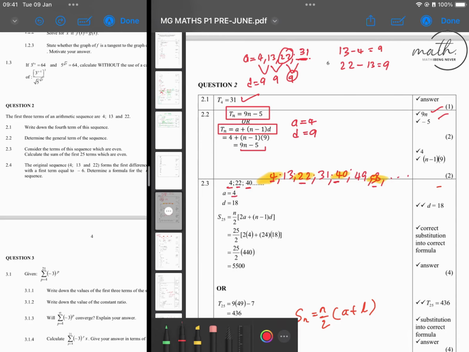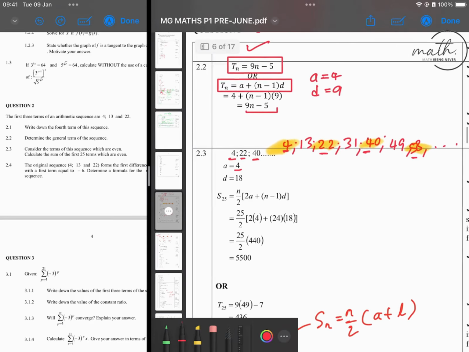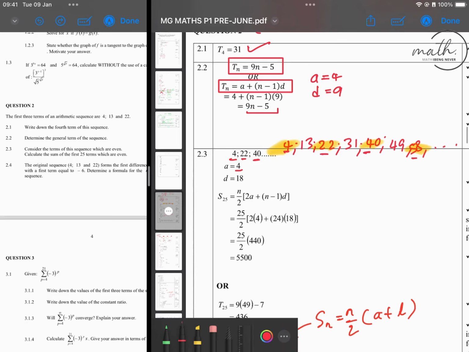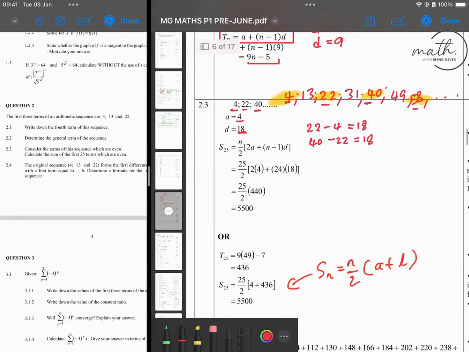Now let's find the difference. To find the difference, you just subtract the even ones. 22 minus 4, I get 18. You don't have to subtract the other ones, but let's just do it. It's 18 as well, so the difference is 18. Now you want to find the sum, so you have to use that formula. Sum of what? The first 25. So n is 25, and where you see n, you're going to put 25.